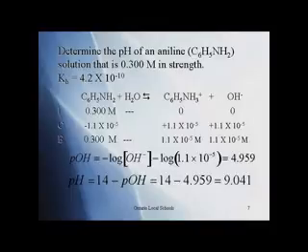This is a weak base, and remember that a pH above 7 is considered basic, a pH below 7 is considered acidic, a pH of 7 is considered neutral. So a pH of 9.041 would definitely reflect that this is a basic solution.